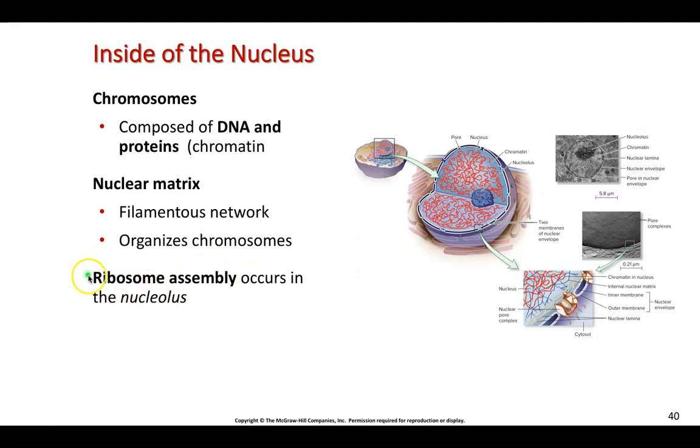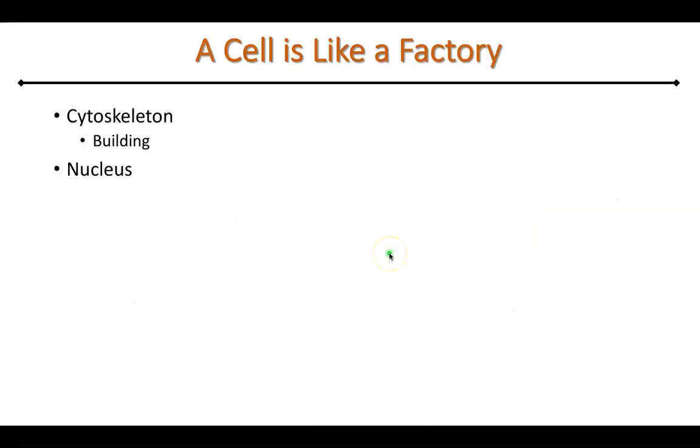This is really critical. Ribosome assembly, where do we make a ribosome? That occurs in the nucleolus. So we make ribosomes in the nucleolus. I'll tell you what that is in a second, but it's basically the nucleus of the nucleus. It's the core of the nucleus, okay?